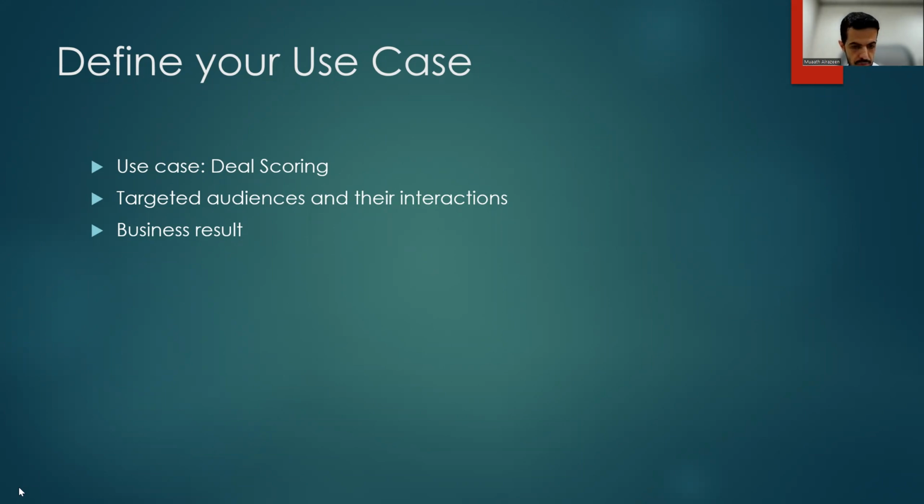decision-making process. For the potential business result, the overarching goal of this use case is to enhance deal assessment, accuracy, and efficiency. By automating deal scoring, we aim to reduce manual effort, accelerate deal processing, and allocate resources more effectively.